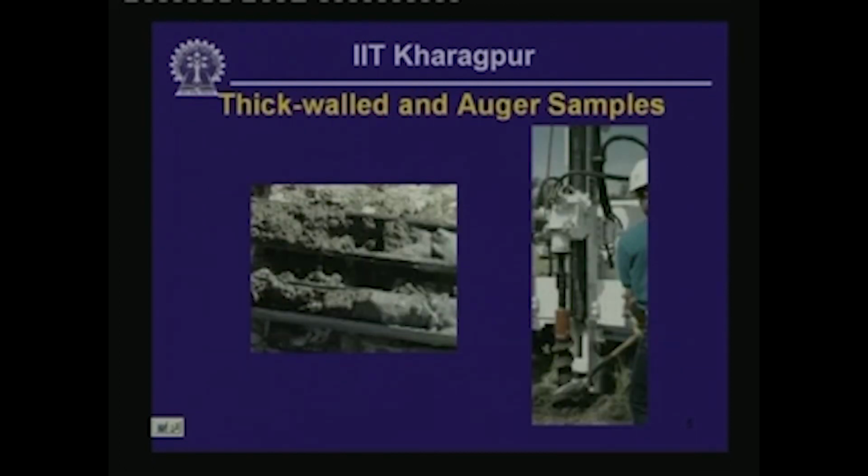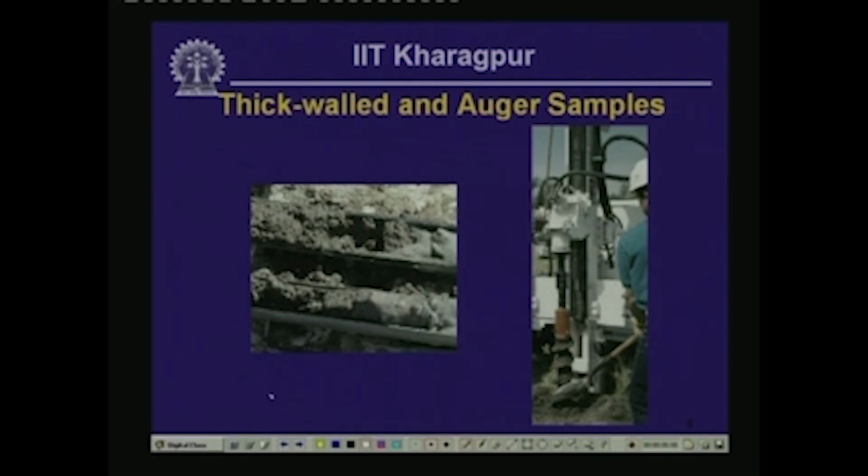Okay. Now, here on the left there is a picture that shows a disturbed soil sample obtained by inserting a thick walled sampler. In this case the sampler is a split spoon sampler. We are going to talk about the details of construction of this type of sampler later on. So, this one is a split spoon sample.